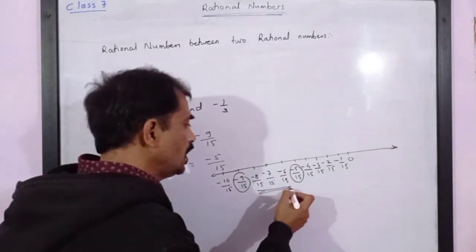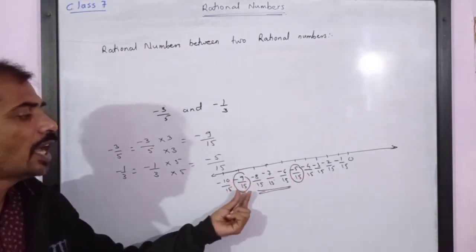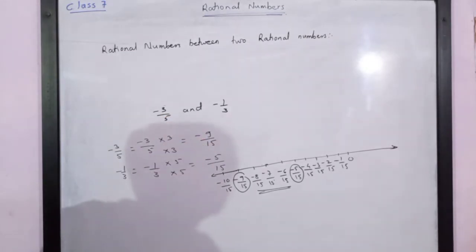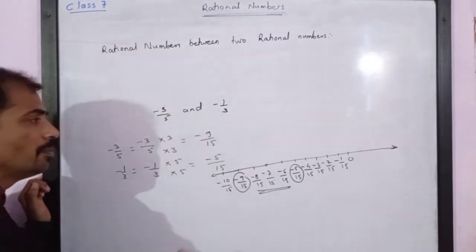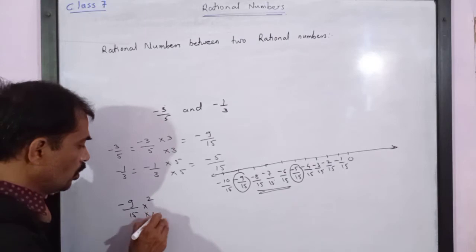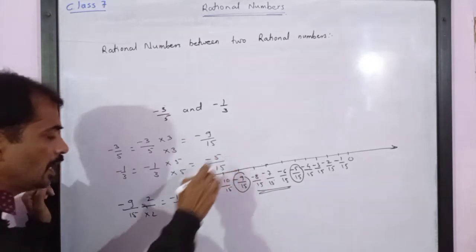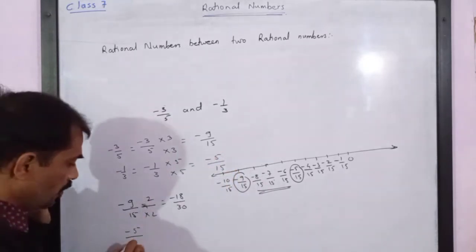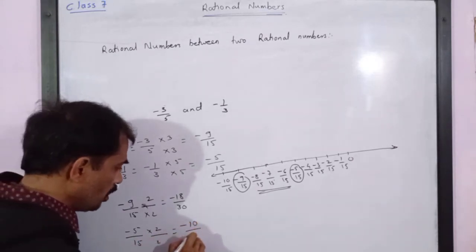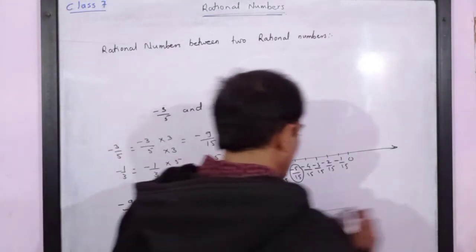So here we have got three rational numbers between negative 5 upon 15 and negative 9 upon 15. But if we multiply negative 9 upon 15 and negative 5 upon 15 by 2, we get negative 18 upon 30 and negative 10 upon 30. Now, if this is to be plotted on the number line, we will get something like this.